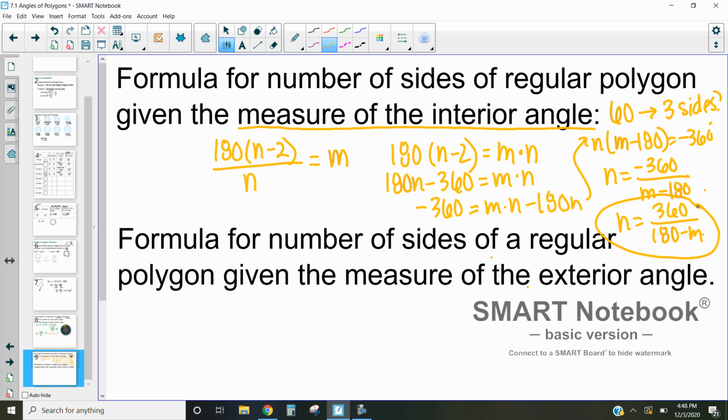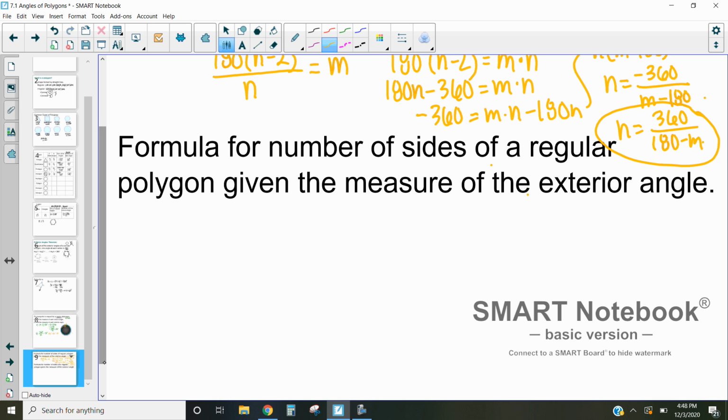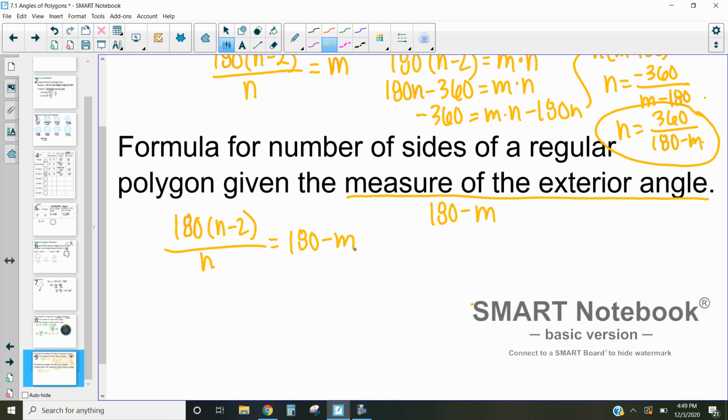Now, the other thing that we want to do is find a formula for the number of sides of a regular polygon given the measure of the exterior angles. So the measure of the exterior angle, remember, before that was just m. In this case, it is going to be 180 degrees minus m. So we've got 180 times n minus 2 over n equals 180 minus m. Now this plays a big role here because then that'll adjust our problem a little bit. We're going to multiply both sides by n, so I get 180 times (n minus 2) equals 180n minus m times n.